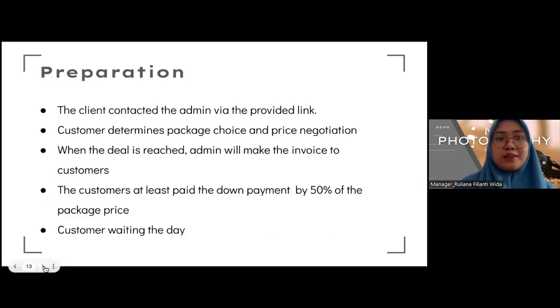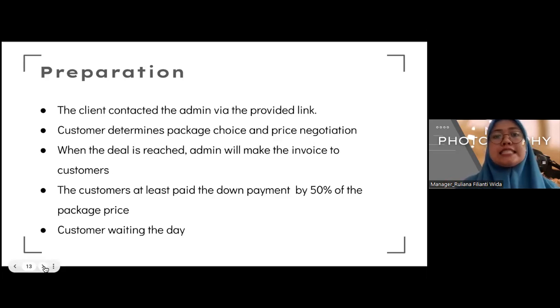Okay, ladies and gentlemen, before we do a photograph with our client, we do some preparation. So this is our preparation. The first one is the client contacts the admin via the provided link. We give a link in our social media, in our Instagram.